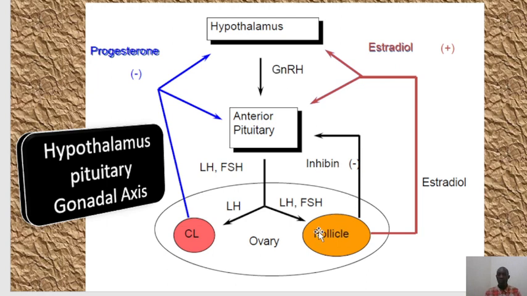Another hormone produced from the follicle is inhibin, which tries to inhibit the anterior pituitary gland from producing the follicle-stimulating hormone and the luteinizing hormone. That is what happens when the animal has conceived. Then we have the corpus luteum, the yellow body. Once the animal ovulates, the remaining follicular cells develop into luteal cells and lead to production of the corpus luteum. The corpus luteum only has a role of producing progesterone, and progesterone is our hormone of pregnancy.